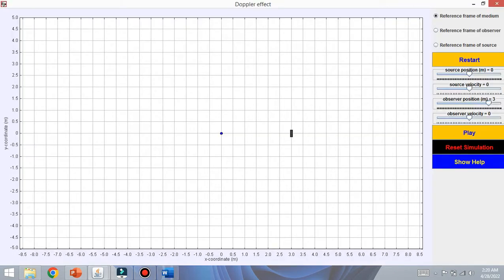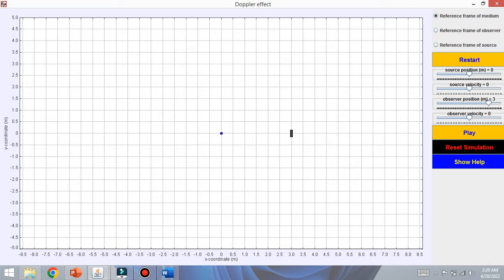This is how the computer simulation looks. In this simulation you can explore the change in the wave that is produced by source or observer motion, and you can even view what the situation looks like from the perspective of the medium, the standard reference frame, the source or the observer. By clicking this, you can have the reference frame of the medium, the reference frame of the observer, or the reference frame of the source. This dot here represents the source of the wave, and this small rectangle represents the observer.